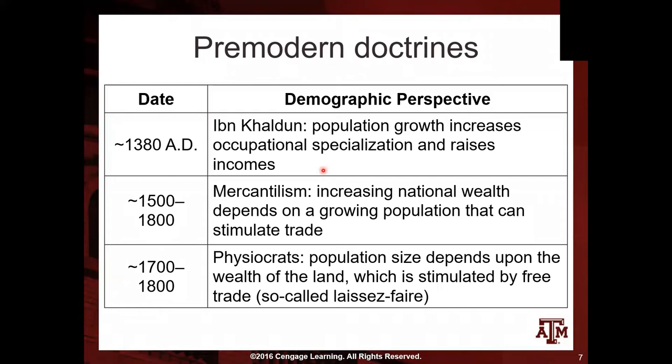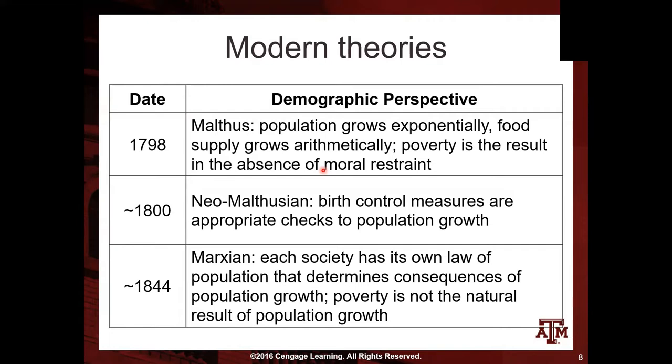And some more modern theories, which we're going to discuss more in depth in the following slides throughout this chapter. Malthus: population grows exponentially, really fast, while our capacity to produce food grows arithmetically, at a much slower pace. If population grows much faster than our capacity of producing food, that will result in poverty, in the absence of moral restraint. Moral restraint is about people not having more kids than what that society is capable of dealing with.